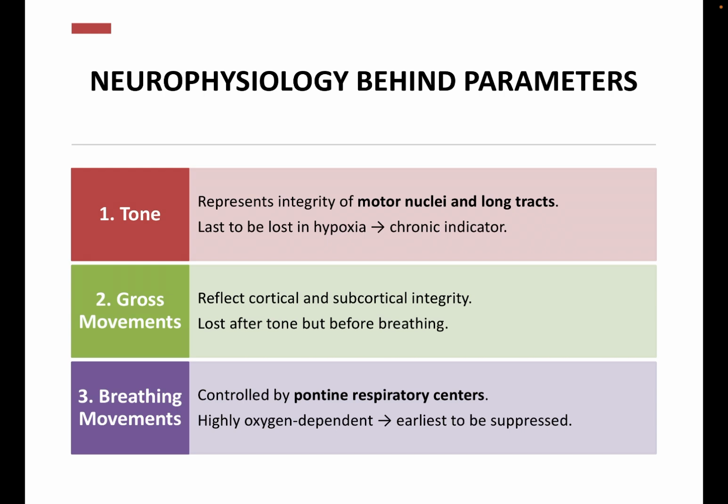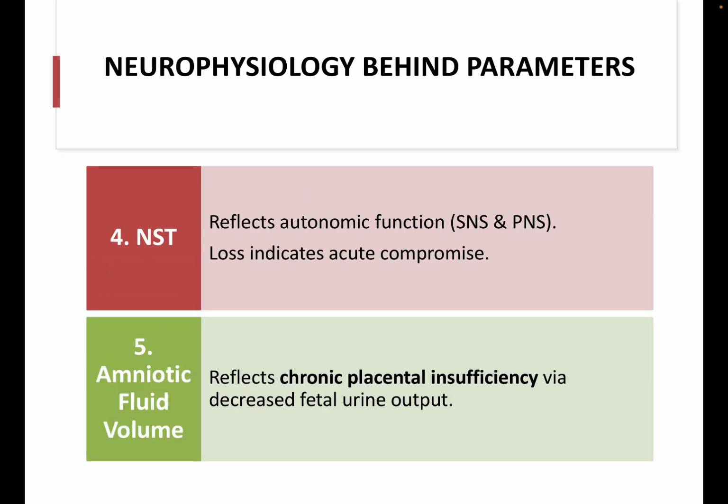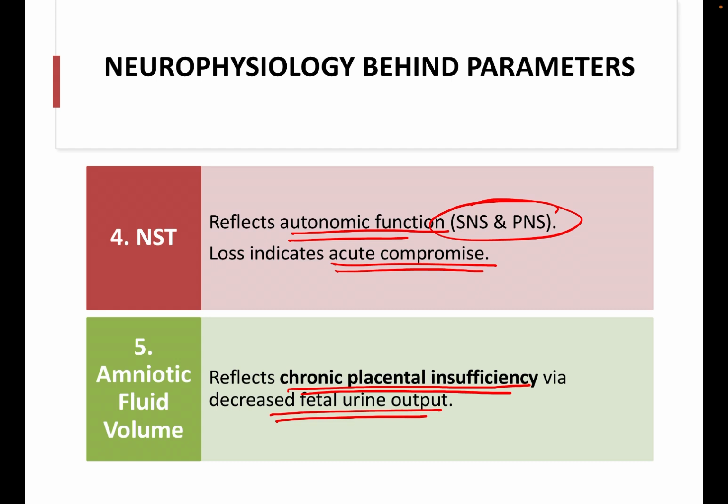The neurophysiology behind the parameters. Tone: it represents the integrity of motor nuclei and long tracts. Last to be lost in hypoxia, which is a chronic indicator. Gross movements reflect the cortical and subcortical integrity, lost after tone but before breathing. Breathing movements: it is controlled by pontine respiratory centers, highly oxygen dependent and earliest to be suppressed. Non-stress test reflects autonomic function, SNS and the PNS, and its loss indicates acute compromise. Amniotic fluid volume: it reflects chronic placental insufficiency via decreased fetal urine output.